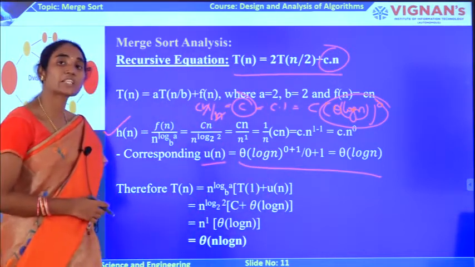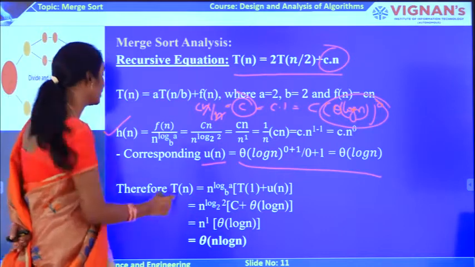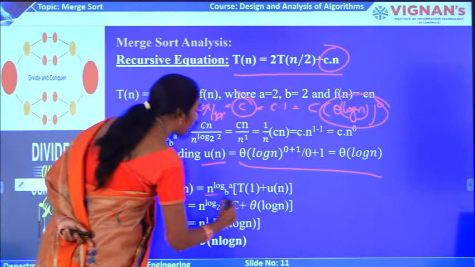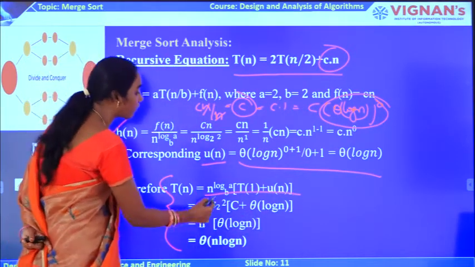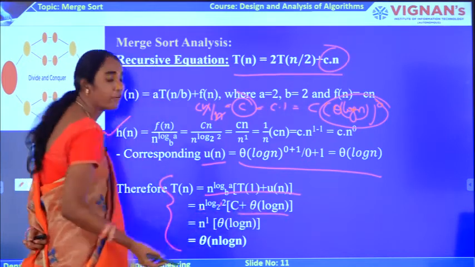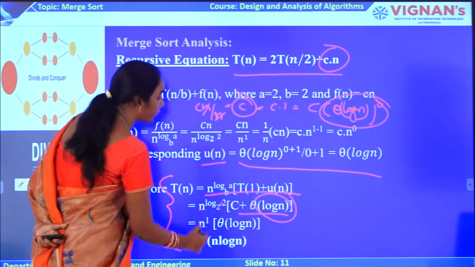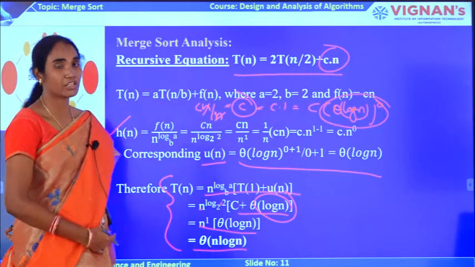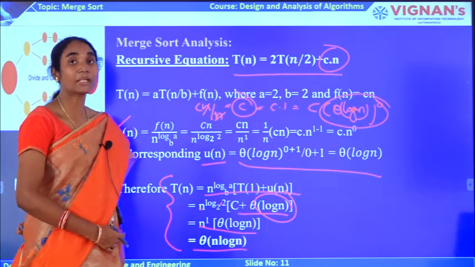Now I need to substitute this u of n in the modified recurrence relation suggested by Master's theorem. So T of n is equal to n to the power of log a to the base b into T of 1 plus u of n. So n to the power of log 2 to the base 2, which is n to the power of 1, into c plus theta of log n. Out of this, the maximum is theta of log n. So n to the power of 1 into theta of log n can be rewritten as theta of n log n. So finally the time complexity for merge sort is theta of n log n for all the cases.